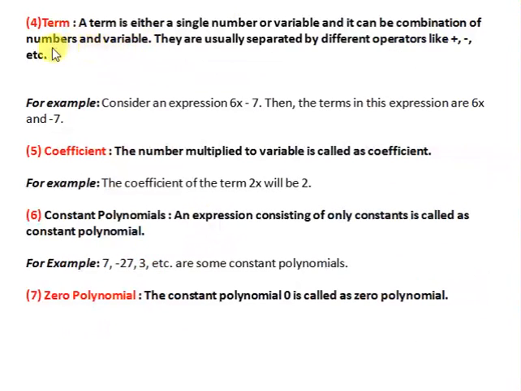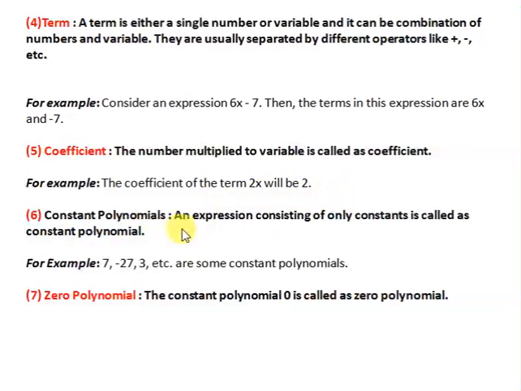Next is term. A term is either a single number or a variable, or a combination of a number and a variable. Terms are usually separated by operators like plus, minus, etc. Consider the expression 6x minus 7. Here the terms in this expression are 6x and minus 7. Next is coefficient. The number multiplied to a variable is called the coefficient. Here see the polynomial 2x. The number 2 is multiplied with the variable x, so the coefficient here will be 2.